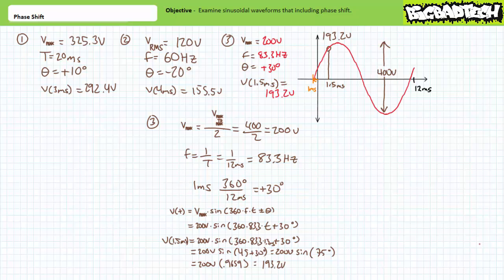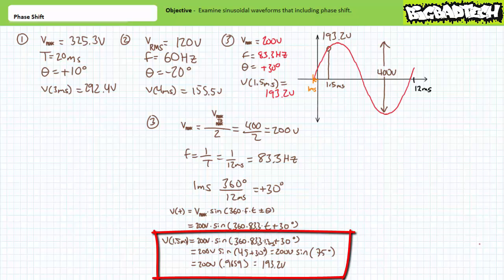Again, it's just a unit conversion, folks. Don't freak out. Don't make this too hard. If the whole waveform completes a 360-degree cycle in 12 milliseconds, it makes sense that 1 millisecond to the left is 1/12 of 360, or a positive 30-degree phase shift. The general expression results in v(t) being equal to 200 volts times sine of 360 times 83.3 times the time of interest plus 30 degrees. Substituting 1.5 milliseconds into our expression results in an output voltage of approximately 193.2 volts, as this illustrated operation shows.